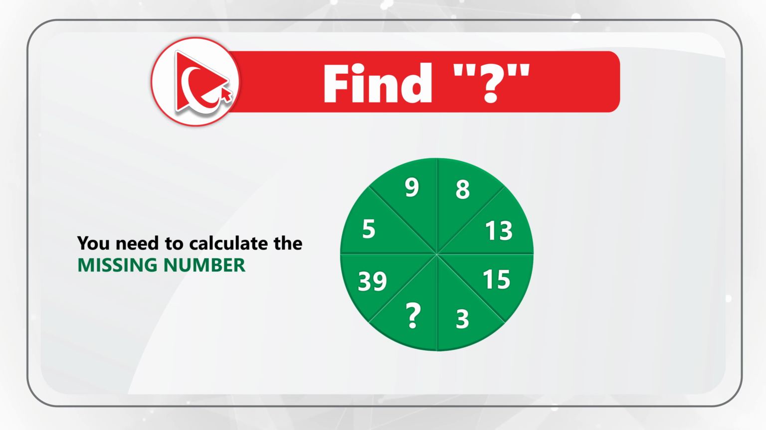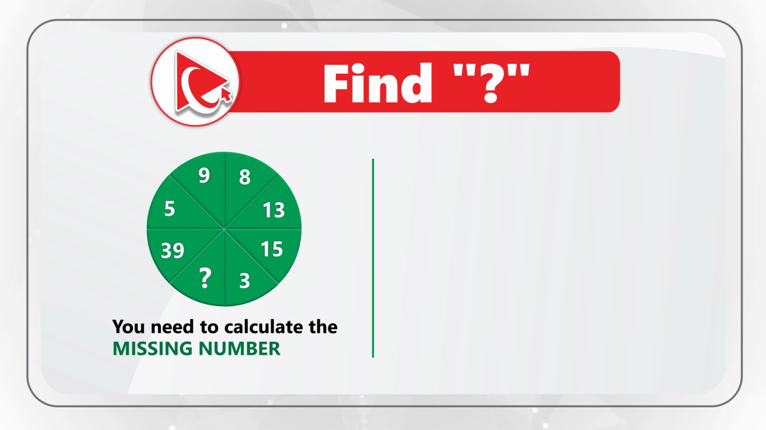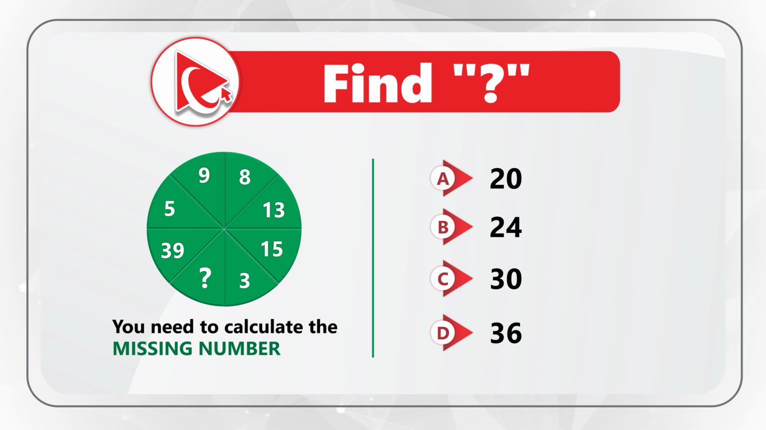If we start with the 8 o'clock, the numbers that are present are 39, 5, 9, 8, 13, 15, 3, and then comes the missing number. You need to calculate the missing number out of 4 possible choices. Choice A, 20, choice B, 24, choice C, 30, and choice D, 36. Take a close look, maybe pause this video to see if you can calculate the solution.